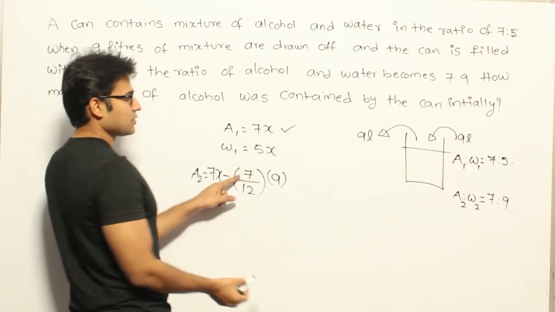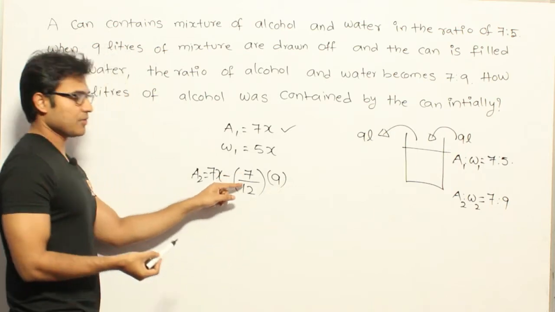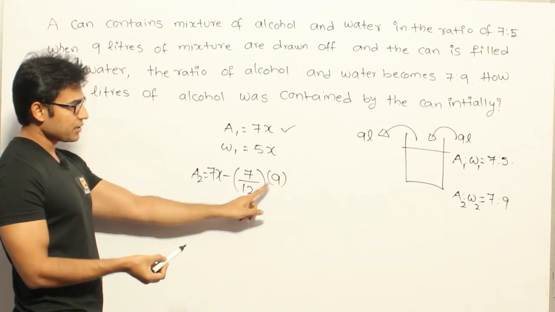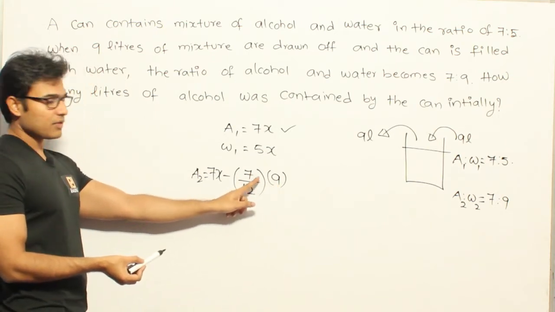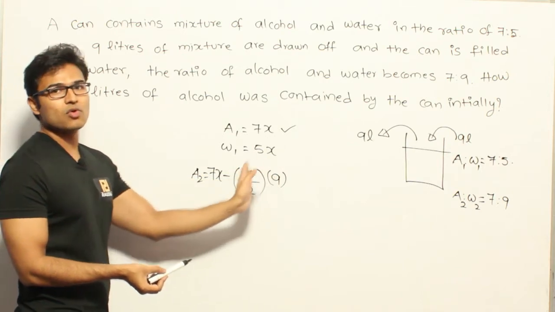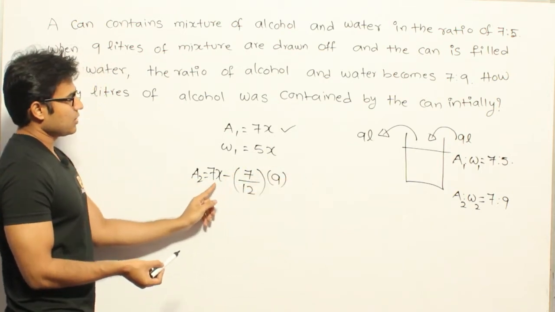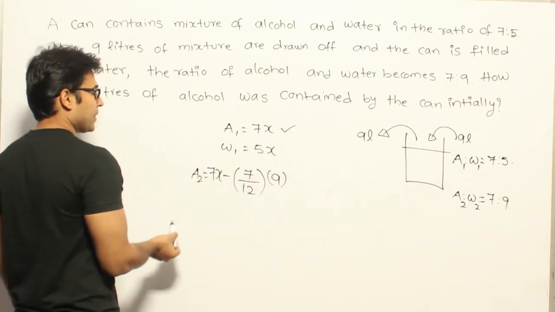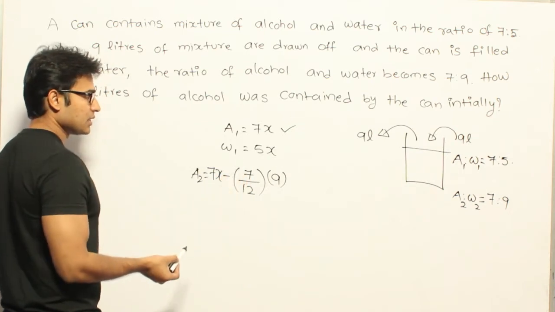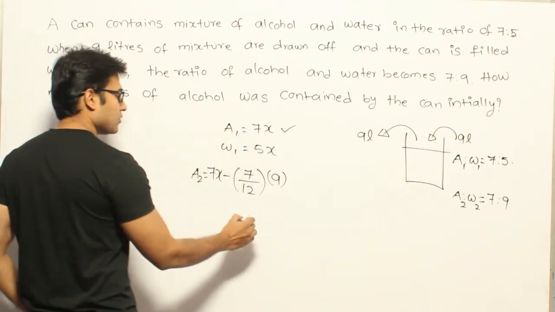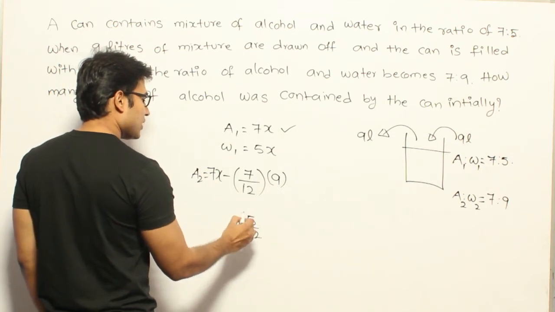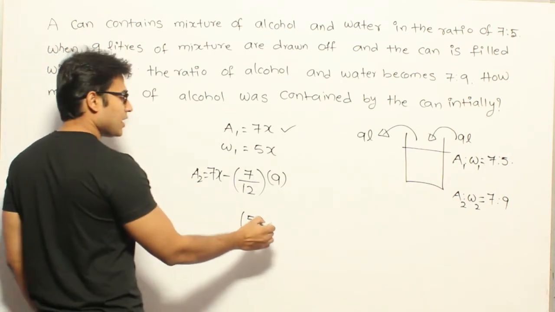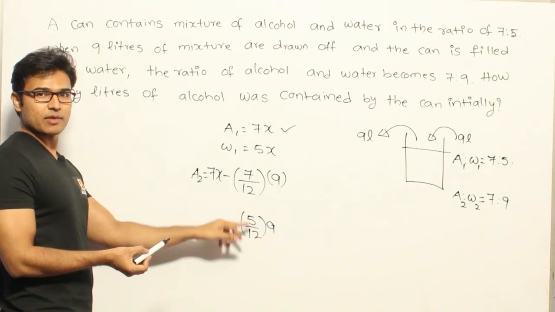Why this number? Because the concentration of alcohol in the original container is 7/12. If I remove 9 liters, in that 9 liters also the concentration of the alcohol will remain the same. Therefore this is the total amount of alcohol that is going to go out. So from the original amount, if I remove this, this is going to be the alcohol present. Then what about water? The concentration of water initially is 5/12, isn't it? So if I remove 9 liters of a mixture containing 5/12 parts of water, then the amount of water that will go out is 5/12 into 9 liters.